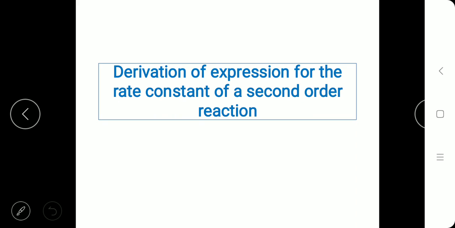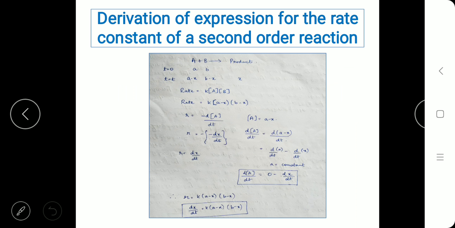Hi everyone. Today let us do the derivation of the expression for the rate constant of a second order reaction when the concentration of the reactants is not the same. That is when A is not equal to B. Let's take an equation A plus B giving rise to products.